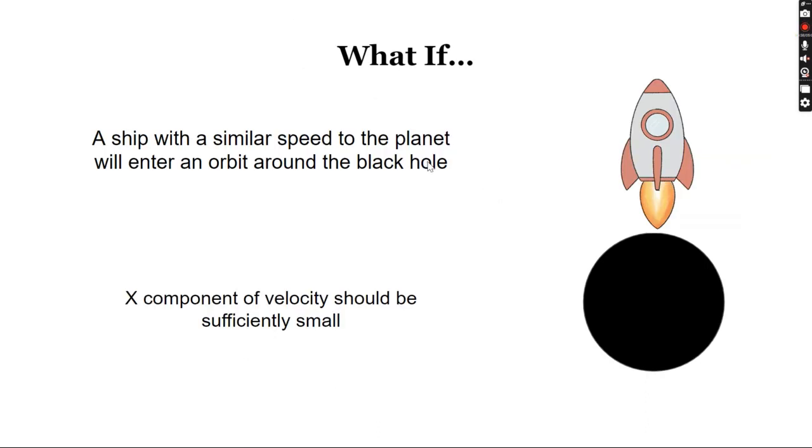And as for the what if question, if we wanted to send the ship into orbit around the black hole instead of just very close to the black hole, we would need to give it a very similar velocity to the planet and a very small x velocity to not send it flying.